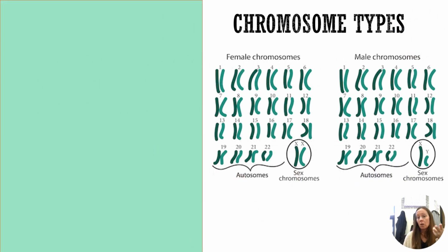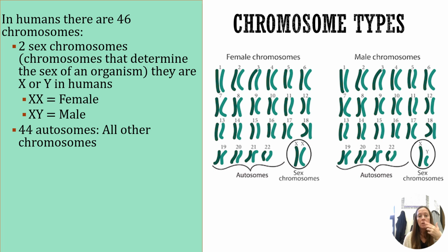So now let's look at our chromosome types. All right, so in humans, we have 46 chromosomes. We know this, we've done it. So here's a picture of our 46. In addition to the 46, you have two sex chromosomes. The two sex chromosomes are going to be X or Y. Females have XX, males have XY. We've talked about this when we've done meiosis and stuff.